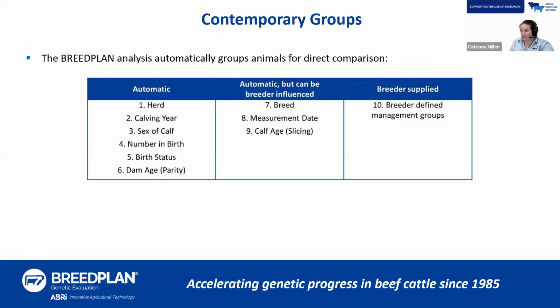So there's a range of automatic criteria. You can see them there. We've got herd, calving year, sex of calf, so we don't compare males and females, for example, for most traits.